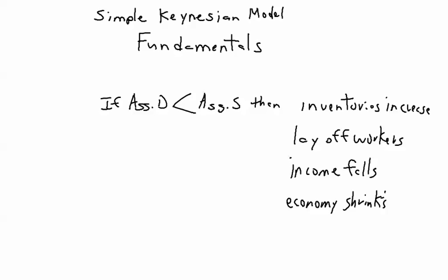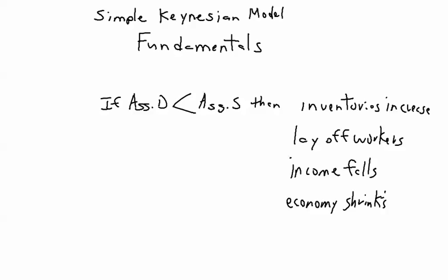So those are the basic three rules. If aggregate demand is equal to aggregate supply, the economy is kind of in equilibrium. If aggregate demand is greater than aggregate supply, the economy expands. If aggregate demand is less than aggregate supply, then the economy shrinks. Another way of thinking of it is that aggregate demand is the thing that dominates. It's the thing that causes the economy to do one thing or the other, and aggregate supply follows.